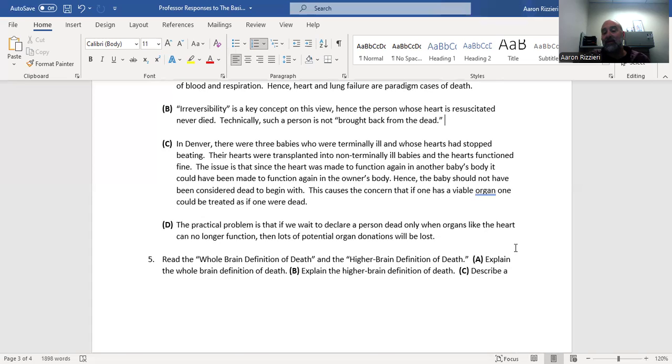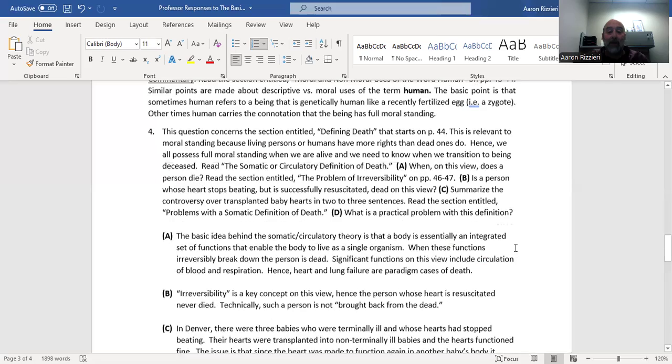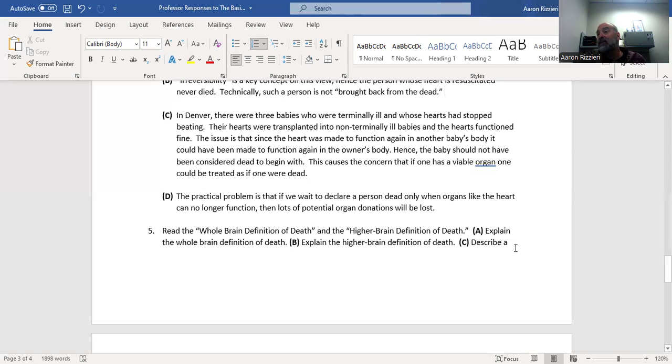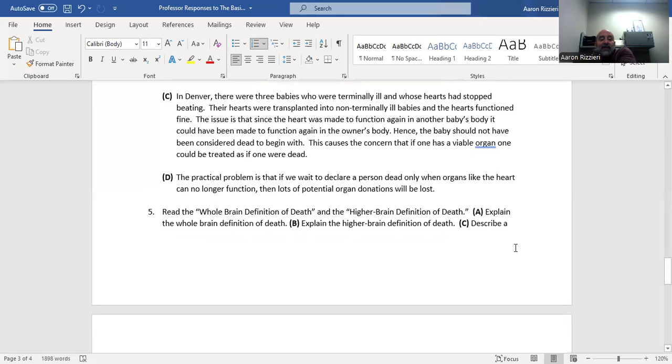And that leads us to D. What's the practical problem involved with defining death this way? And that is this. The practical problem is that if we wait to declare a person dead when organs like the heart can no longer function, then lots of potential organ donations will be lost. So these definitions matter. They have practical, on-the-ground implications for things like organ transplants. All right, moving on to question 5. I asked you to read the whole brain definition of death and the higher brain definition.